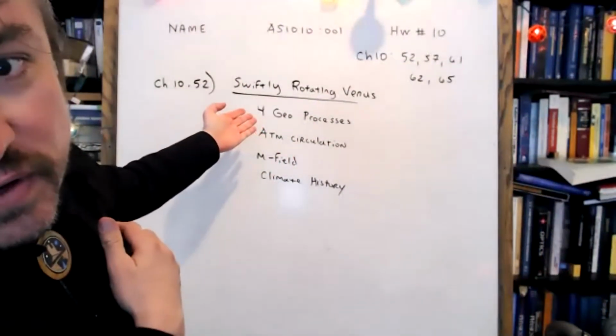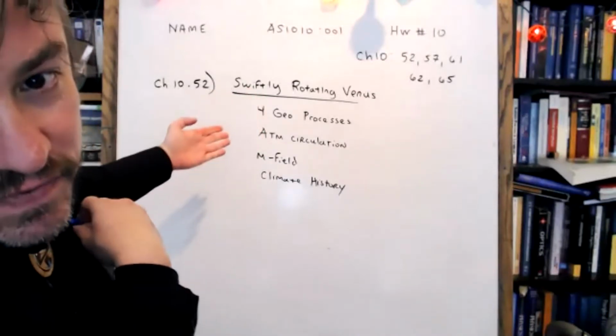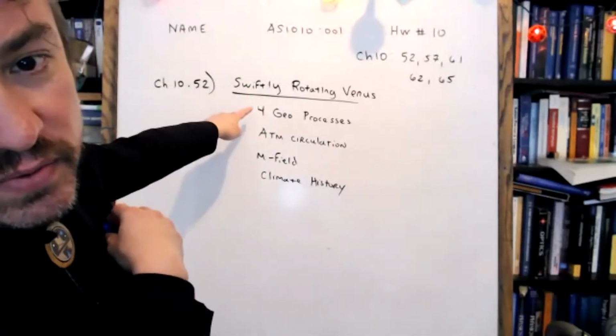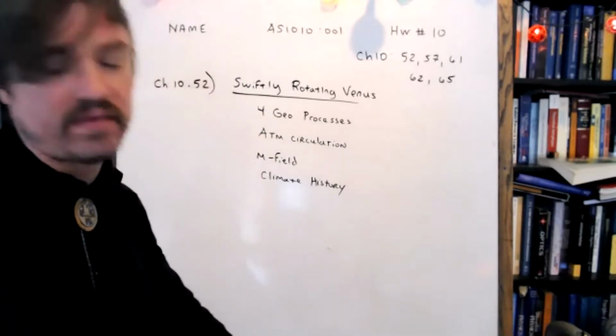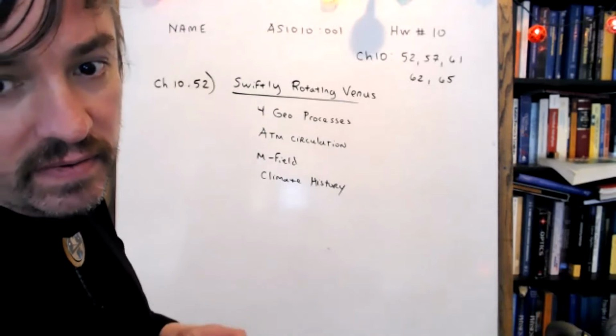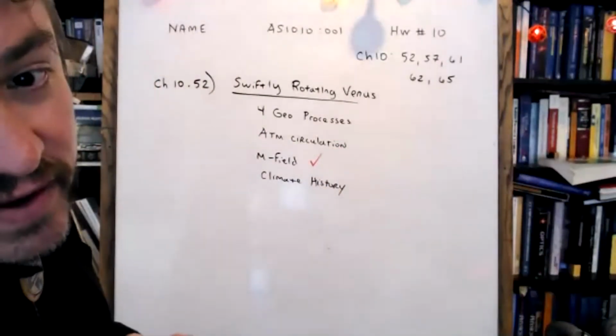What if Venus started to rotate? What do you think would happen here? Let's see if you've learned enough. First of all, let's deal with this last. Let's talk about magnetic field. What would happen to Venus's? It would increase, it would activate. It would actually turn on, right?